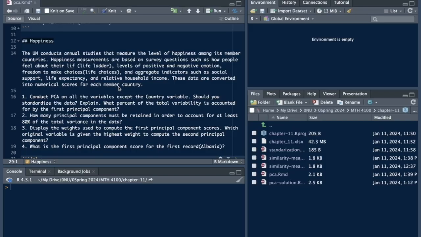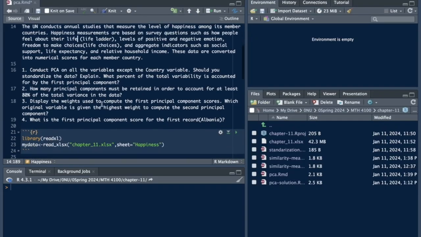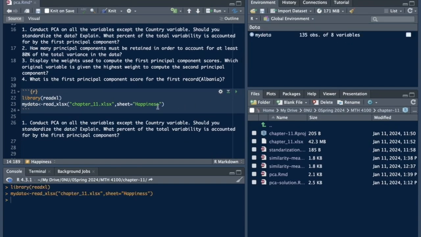In this data, the United Nations conducts annual studies that measure the level of happiness among the member countries. Happiness measurements are based on survey questions such as how people feel about their life, levels of positive and negative emotion, freedom to make choices, and others. So these data are converted into numerical scores for each member country. So let's look at the data.